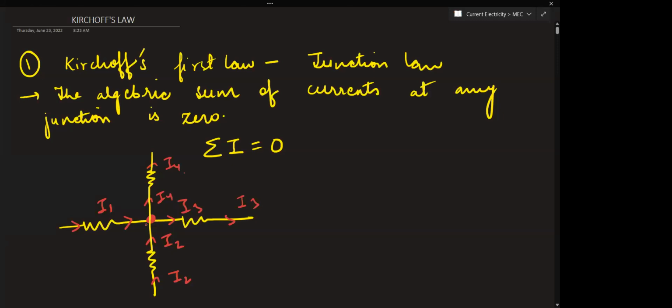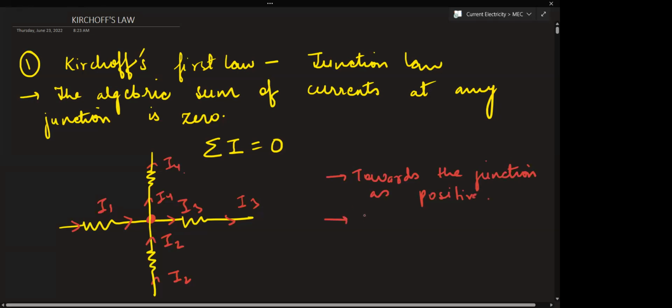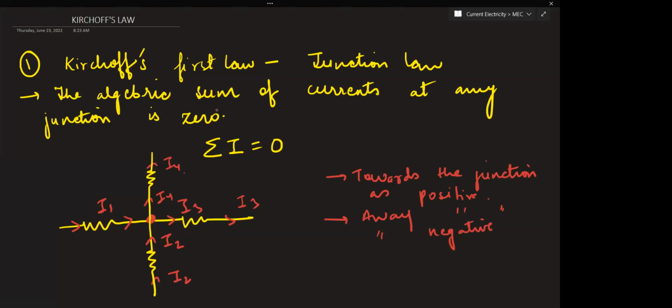So what will happen? Always take the currents that are flowing towards the junction as positive, and whichever are away from the junction, you have to take as negative. So in this, yes, Hanifa, you tell me, out of all these currents, which are moving towards this junction? Yes, Hanifa?